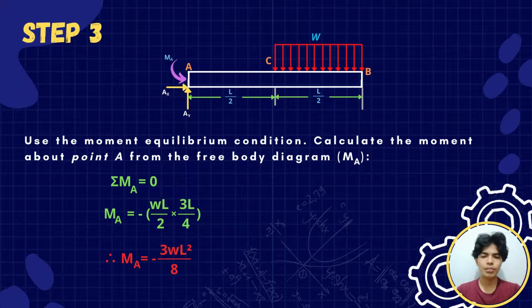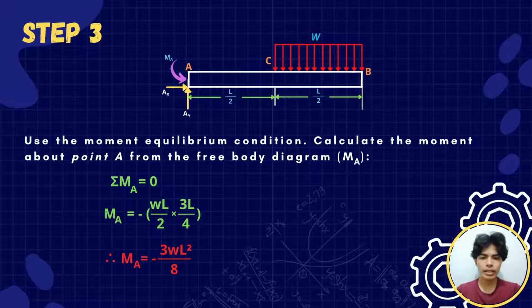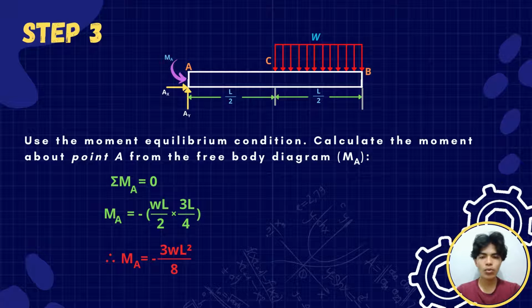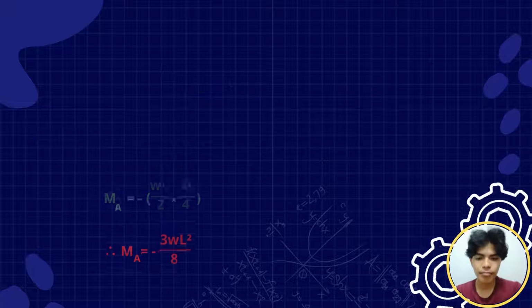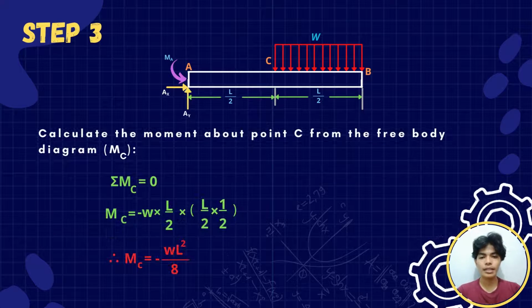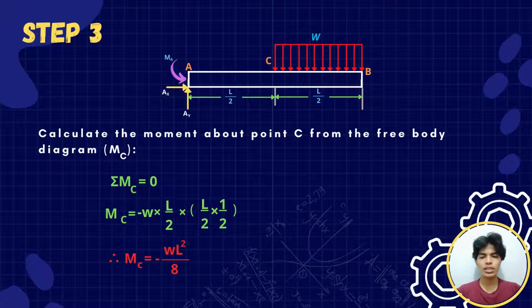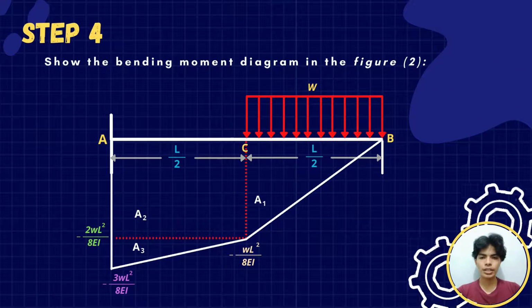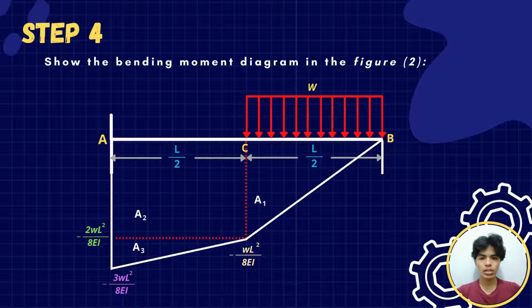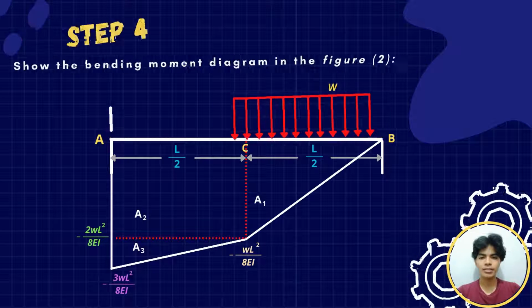Step 3 is to use the moment equilibrium condition to calculate the moment about point A from the free body diagram. Then we have the moment about point A equal to negative 3WL squared over 8. On the other hand, the moment about point C is equal to negative WL squared over 8. Step 4 is to illustrate the bending moment diagram by parts and indicate the equation in each area.